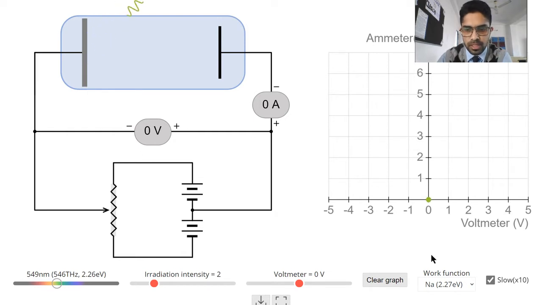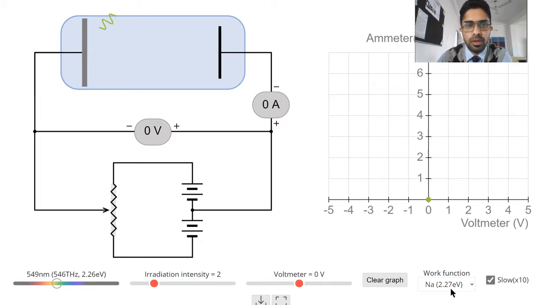As you can see at the bottom right corner, the metal we are using is sodium, Na, and the work function for sodium is around 2.27 electron volt. I hope you remember what the work function was. It is the minimum energy that we must supply to a metal so that the free electrons in it come out of the metal surface. They are emitted from it, right?